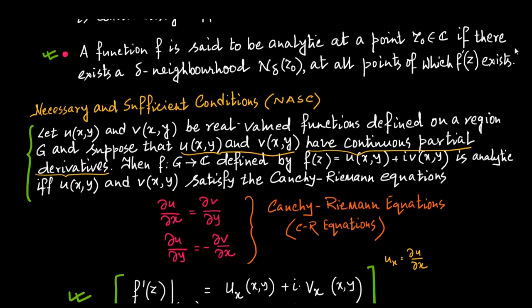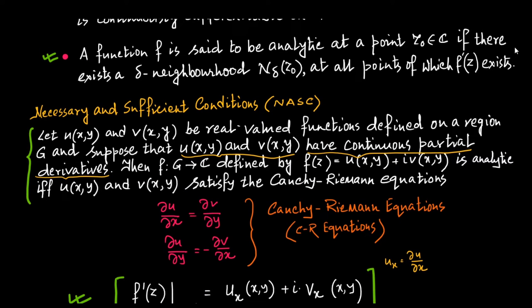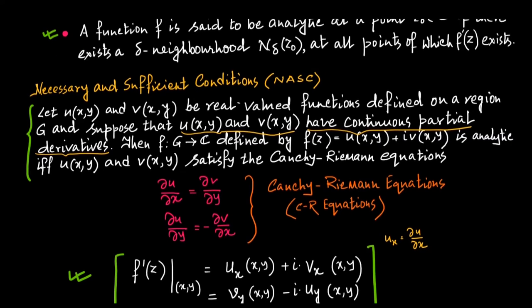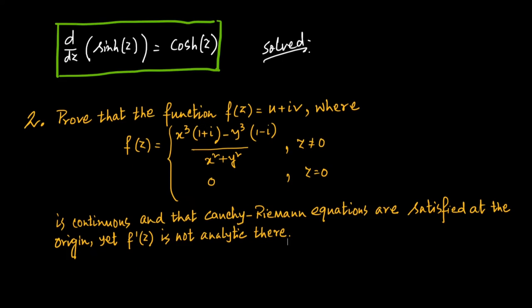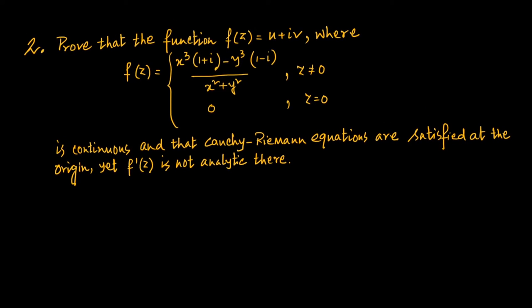Yes, a function is said to be analytic at a point z0 belonging to C if there exists a delta neighborhood of z0 at all points of which f prime z exists. That means the function is differentiable at all points in the neighborhood. So don't think that when we test whether the function is analytic at a point or not, it is enough to have that the function is continuous there and the Cauchy-Riemann equations are satisfied there. We will see in this problem. So, okay, let us do one by one.